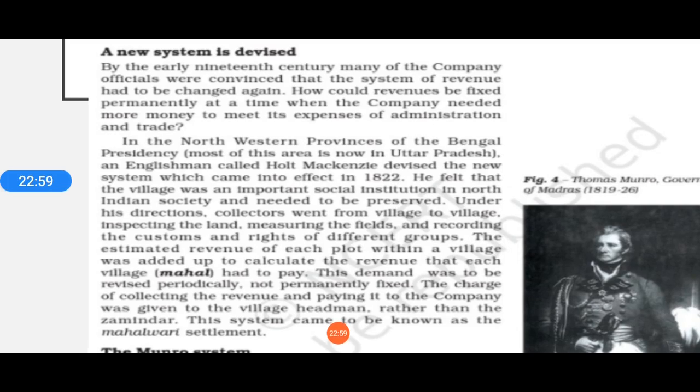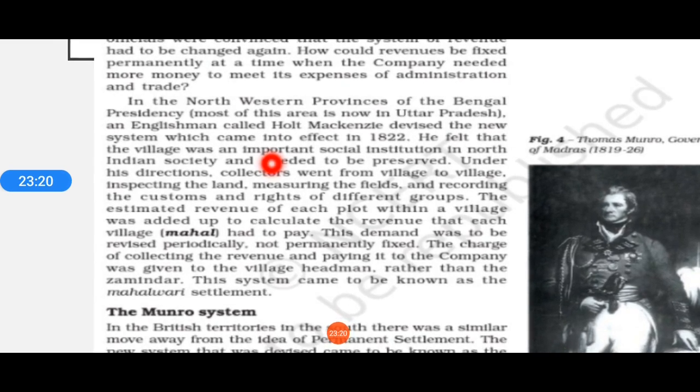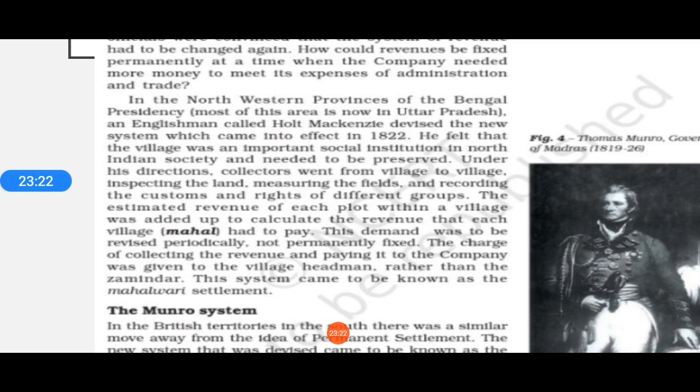And there was no fixed amount to be charged. It was revised, increased periodically, sometimes monthly, sometimes after 6 months. It was decreased also, increased also. It means we can say there was a fluctuation, that is rise and fall, or increase and decrease in the revenue. Why was it done like that?